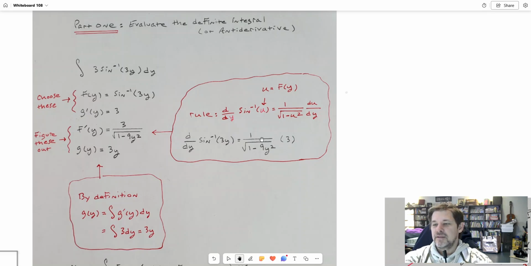I'll put that together. It's 3 over root 1 minus 9y squared. Okay, now what about g of y? I decided on g prime. What does that make g?